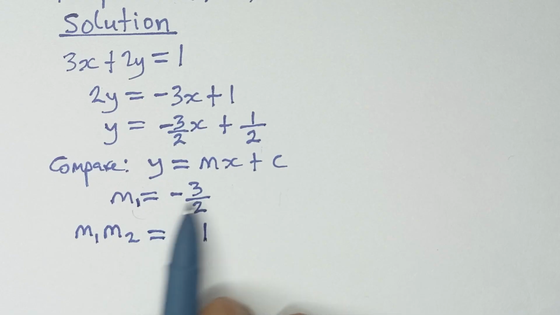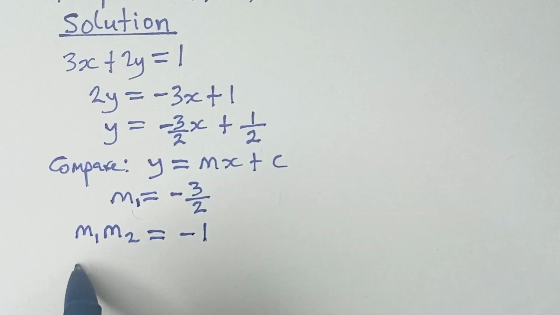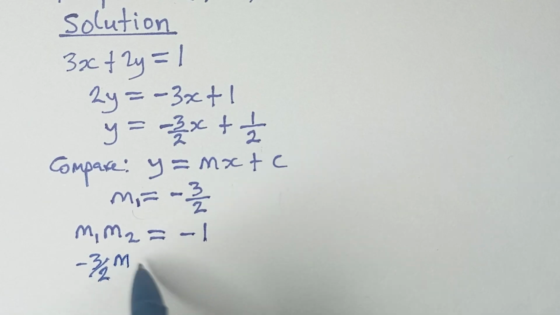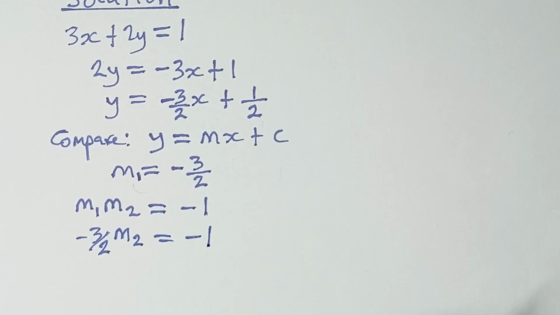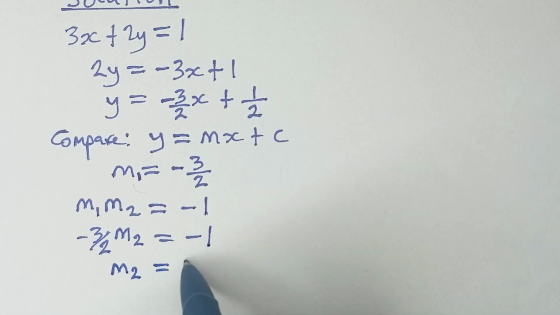So if m1 is negative 3 over 2, multiplied by m2, which is what we are looking for now, the slope of the new line, that should be equal to -1. If we divide both sides by negative 3/2, we cancel negative 3/2 on the left and we'll be left with m2, which is equal to the negative 1 all divided by the negative 3/2.